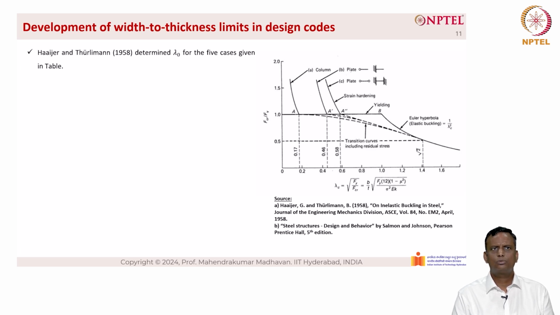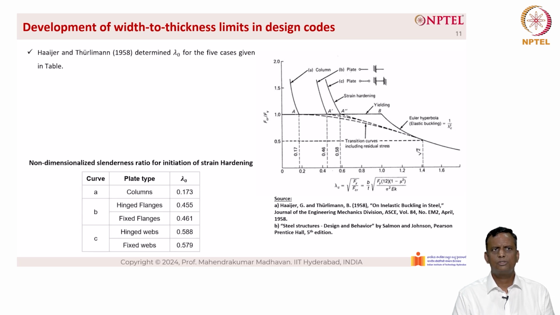Now, Haaijer and Thurlimann determined lambda naught for the 5 cases given in the table, as you can see here. The non-dimensionalized slenderness for initiation of strain hardening is 0.173 for columns, 0.455 for hinged flanges, 0.461 for fixed flanges, 0.588 for hinged webs, and 0.579 for fixed webs. So, for columns it is curve A, for hinged flanges and fixed flanges it is curve B, and curve C for hinged webs and fixed webs.